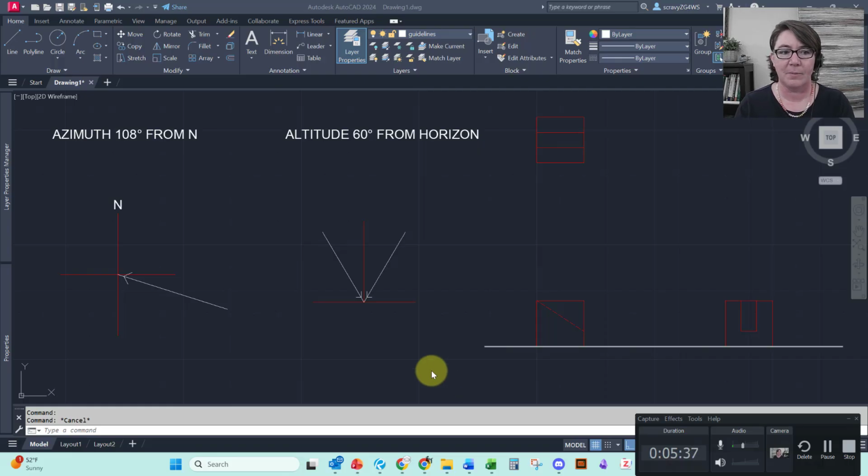All right, are we ready? Here we are in AutoCAD so that we can draw it accurately. And we're interested in this piece right here that we've already been talking about with this U shape and this hidden line right here. We've got an azimuth of 108 degrees from north, which is this angle right here, and an altitude of 60 degrees up from the horizon.